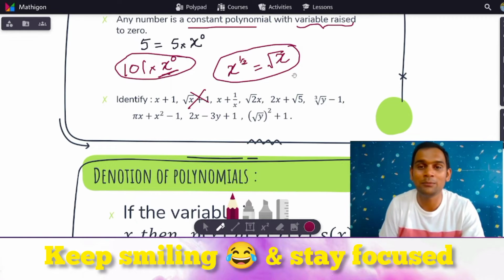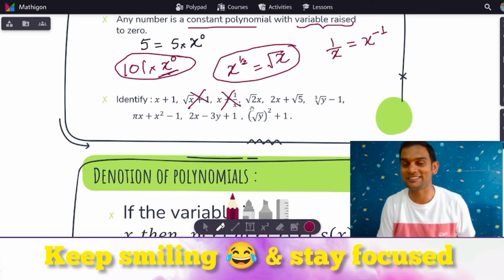Now x plus 1 by x. 1 by x, we already know by the laws of exponents, is nothing but x to the power minus 1. Is minus 1 a whole number? No, right? So x plus 1 by x is also not a polynomial.